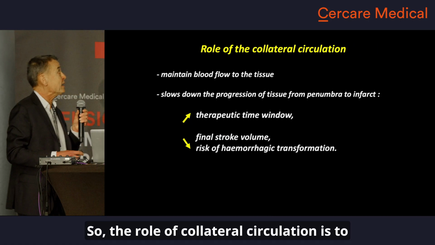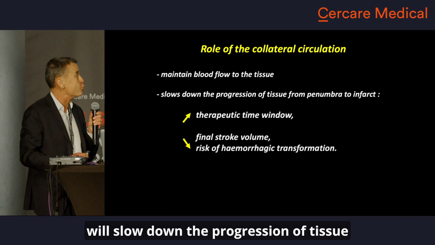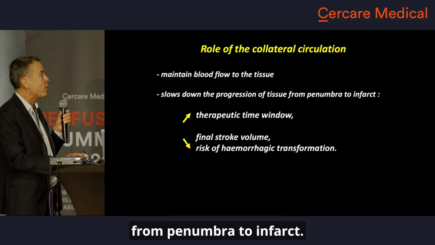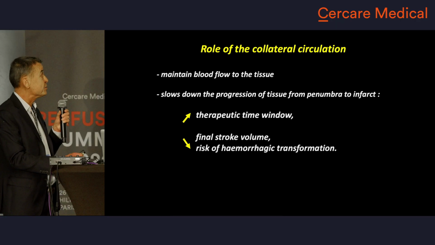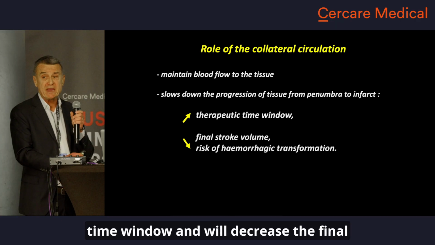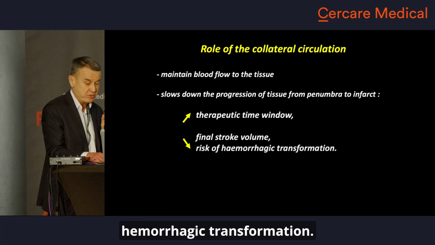So the role of collateral circulation is to maintain blood flow to the tissue, and it will slow down the progression of tissue from penumbra to infarct. Therefore, it may increase the therapeutic time window and will decrease the final stroke volume and the hemorrhagic transformation.